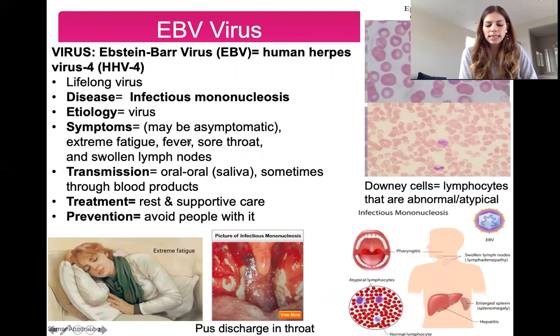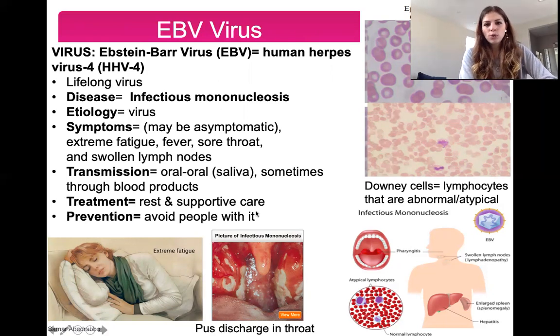A lot of times it's asymptomatic, meaning you don't have symptoms, but if you do, the biggest indication of EBV is extreme fatigue, fever, sore throat, swollen lymph nodes. So fever and swollen lymph nodes we see with a lot of different diseases because your immune system is trying to fight off the infectious agent. Transmission, you get it through saliva. Again, most people get it from just drinking from someone's cup or using someone's utensils that already had the virus. Sometimes you can get it through blood products.